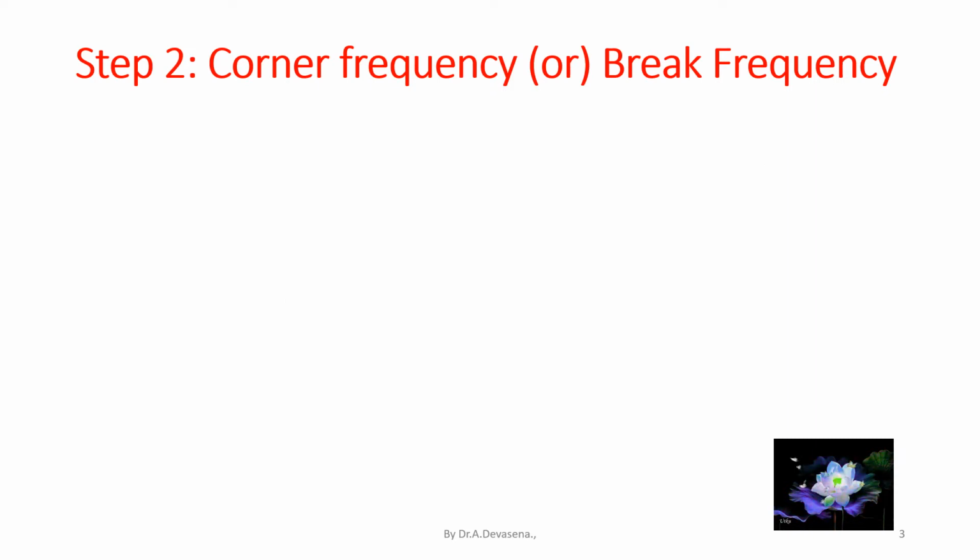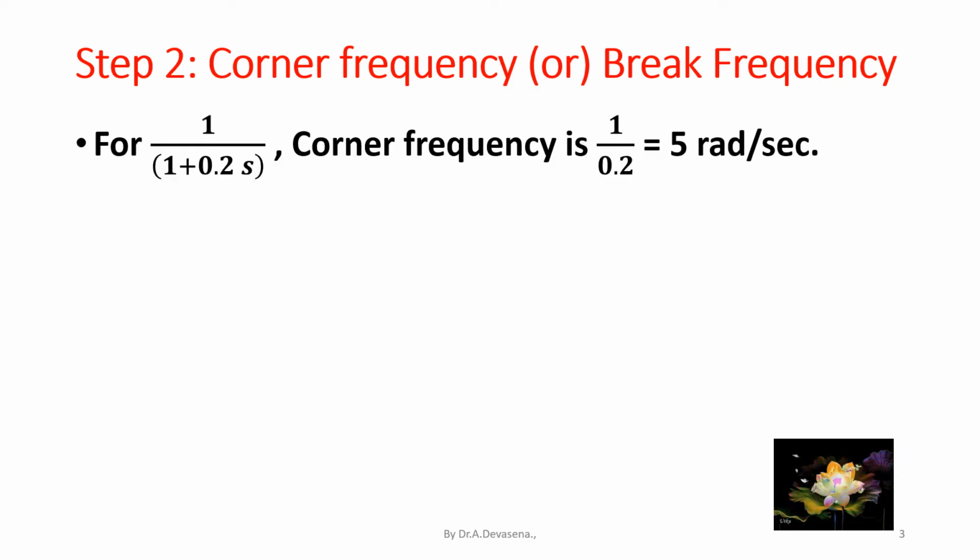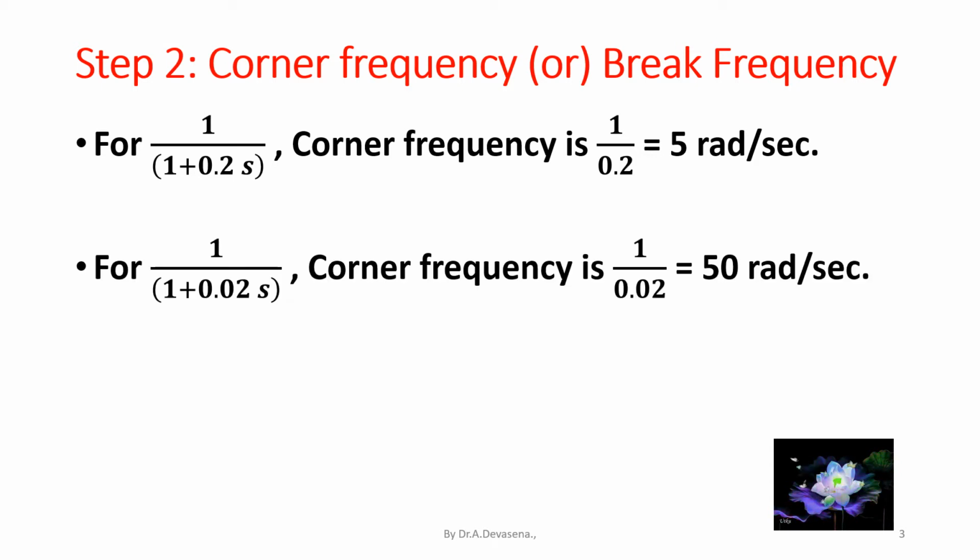Step 2. Corner frequency or break frequency. For 1 divided by 1 plus 0.2s, the corner frequency is 1 divided by 0.2, that is equal to 5 radians per second. For 1 divided by 1 plus 0.02s, the corner frequency is 1 divided by 0.02, that is equal to 50 radians per second.